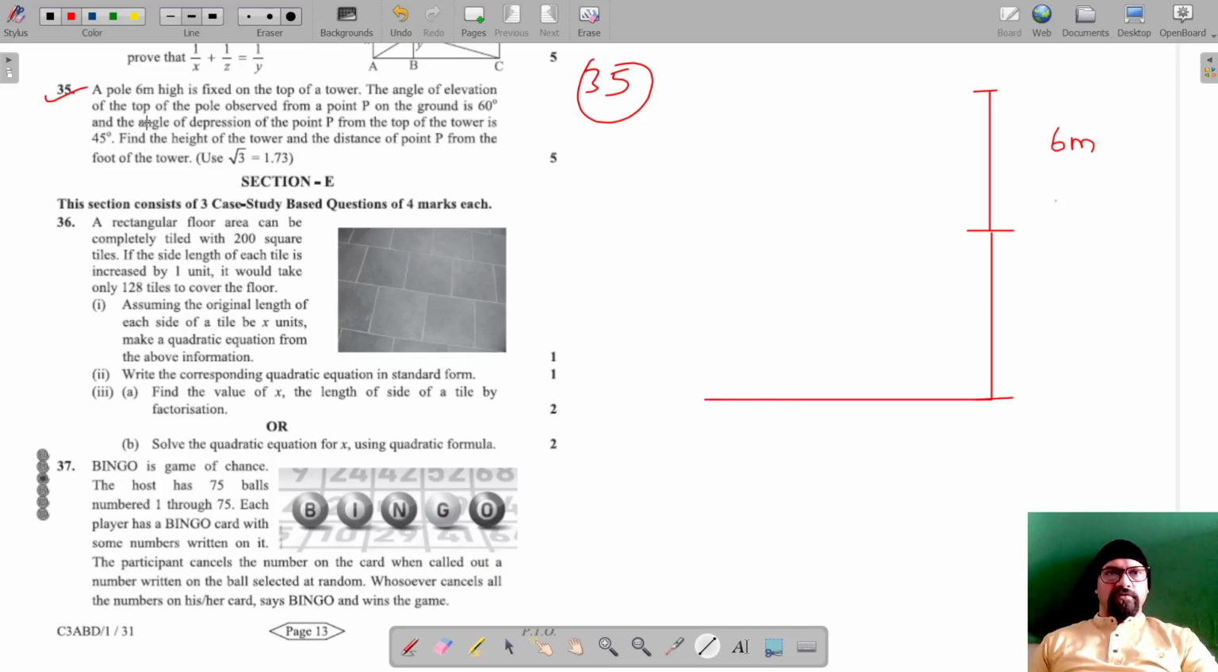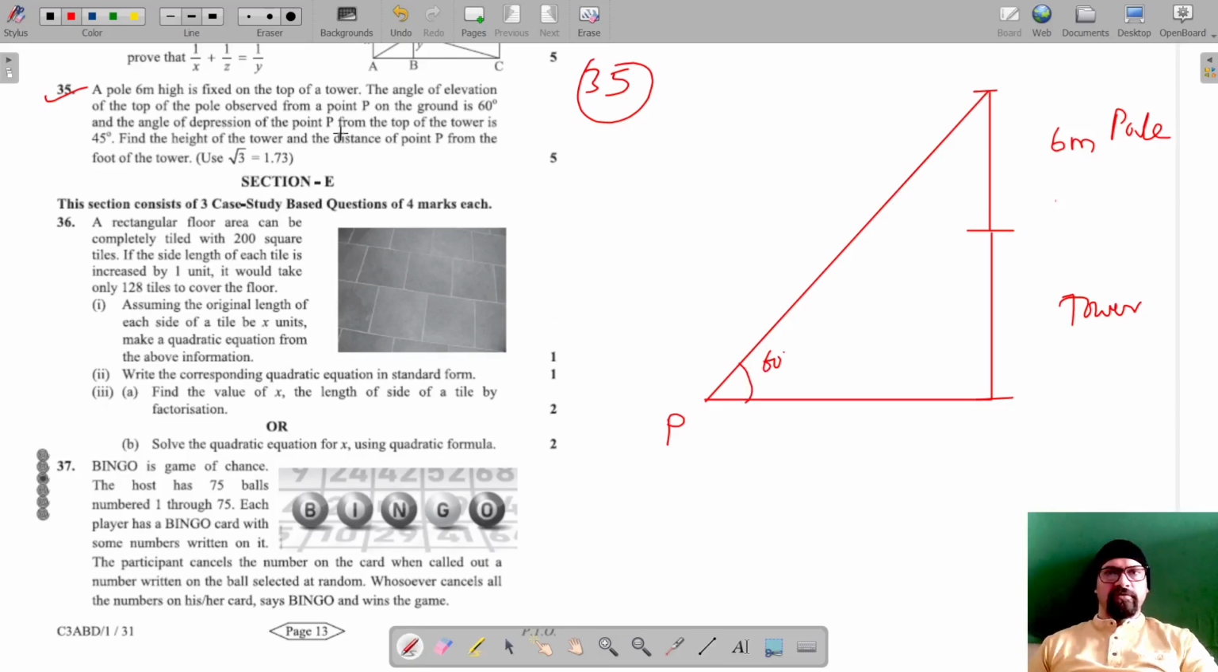So, the angle of elevation of the top of the pole: this is the tower, and this is the pole. The angle of elevation of the top of the pole from a point P on the ground, so this is point P, is 60 degrees. So this is 60 degrees.